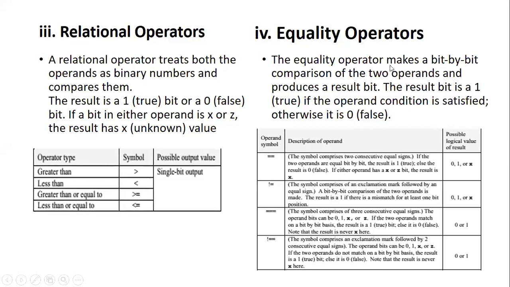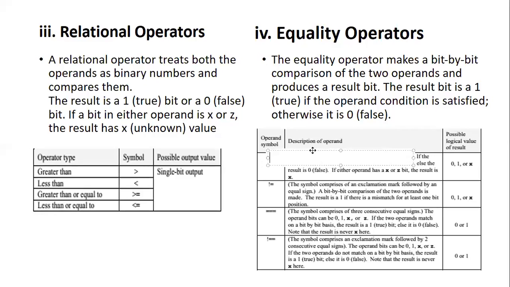Four symbols. Now the equality operator. We used a single equal to. Where did we use single equal to? For example, assign x is equal to a and b. Here we used a single equal to. So single equal to is used as the assignment operator in Verilog because it is used in assignment.